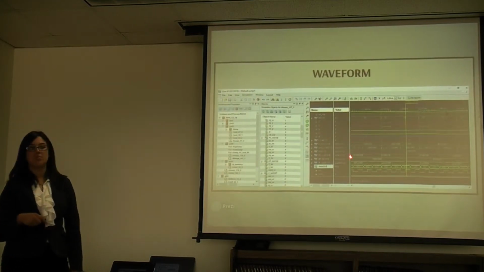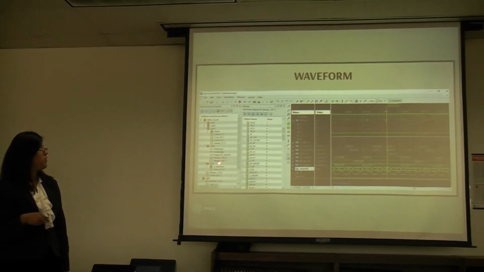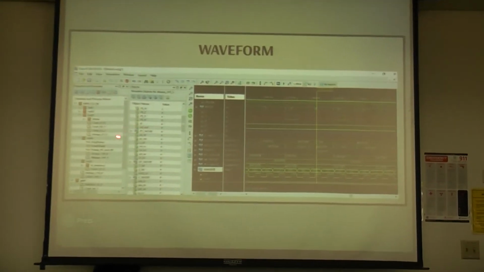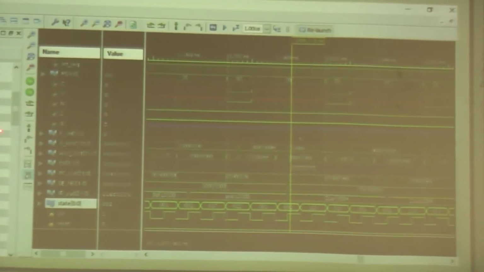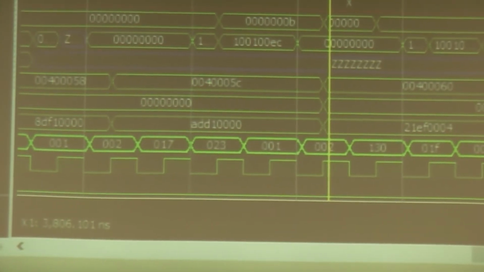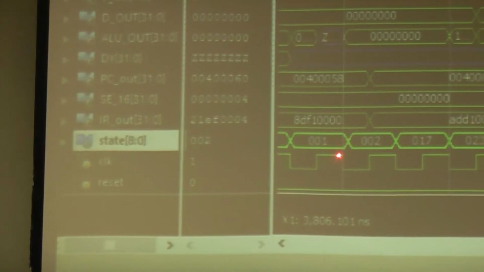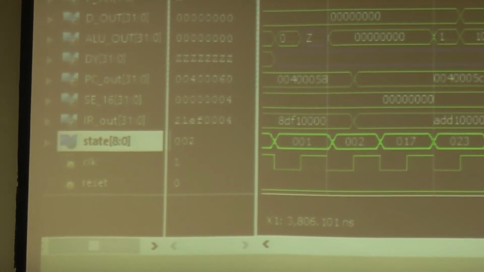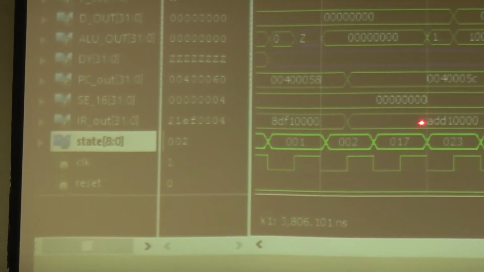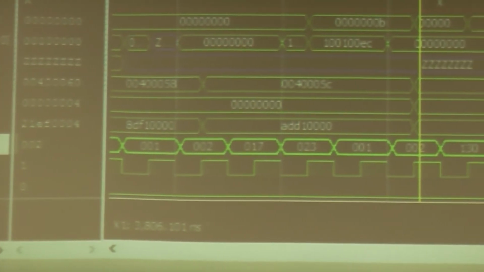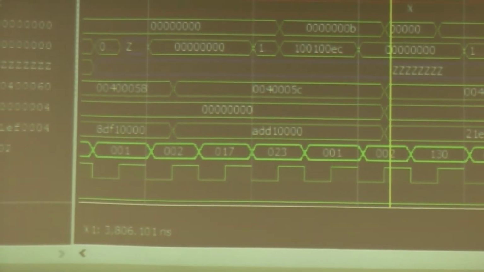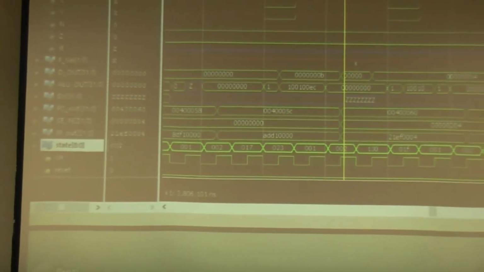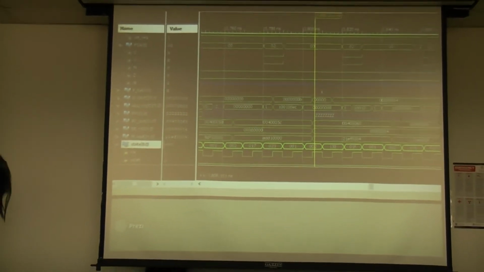Another way we debugged was using the waveform. We input different states, our state block here in our waveform, or different signals we wanted to see. For instance, here we put in our state in our waveform. Depending on what values we put in our parameters, 1 was fetch, 2 was decode, and say 17 was add, we were able to see what happens at every specific state. It gave us a clearer picture of what was going on and where a problem could be located.